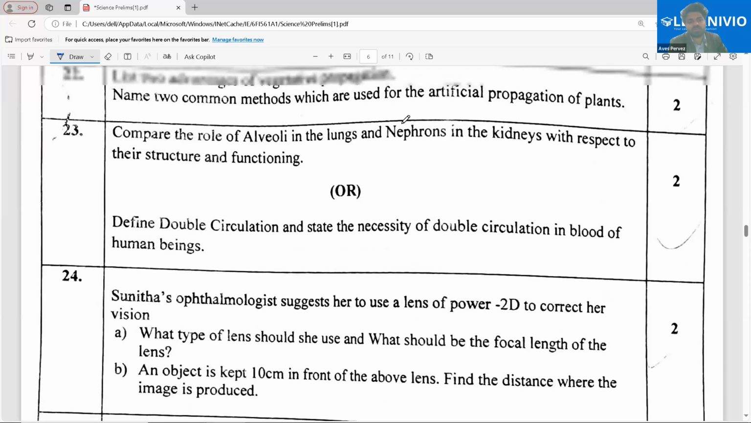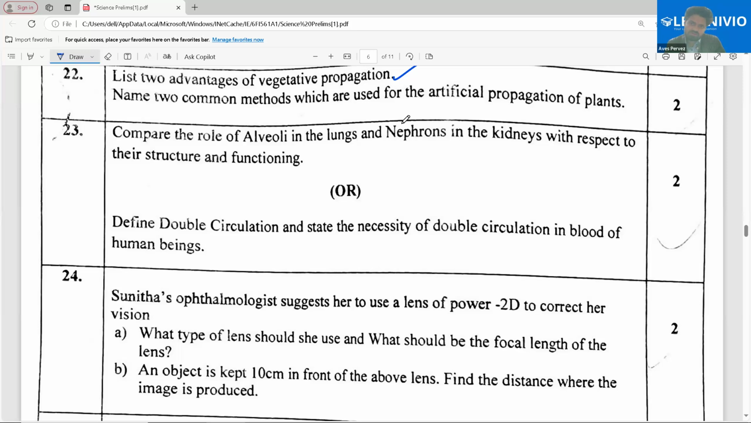What's the answer for the or part for this 123? बताइए. Define double circulation and state the necessity of double circulation of blood in the human beings. Answer याद है जवाहर Maha Zainab anyone Jiana? Can you answer me this question?